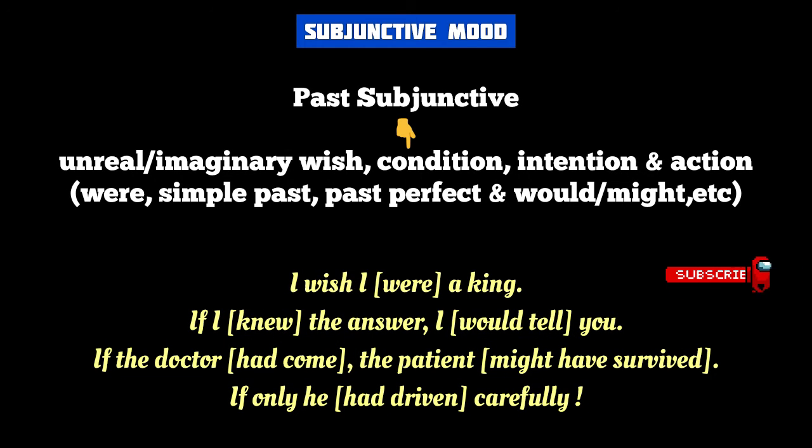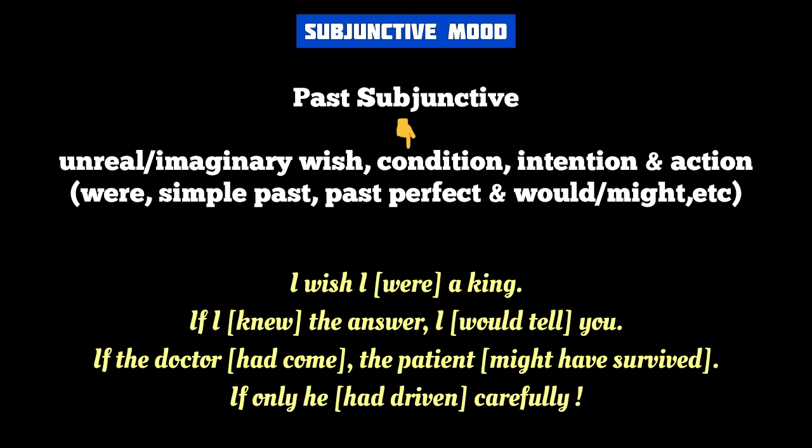You see, the past subjunctive denotes an unreal or imaginary wish, condition, situation, or action. In other words, we use the past subjunctive mood of a verb to express whatever is unreal or hypothetical. In the past subjunctive mood, for verb be, we use were. Make no mistake, we always use were in the past subjunctive and not was.